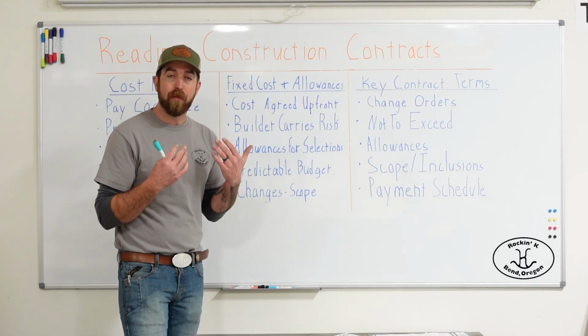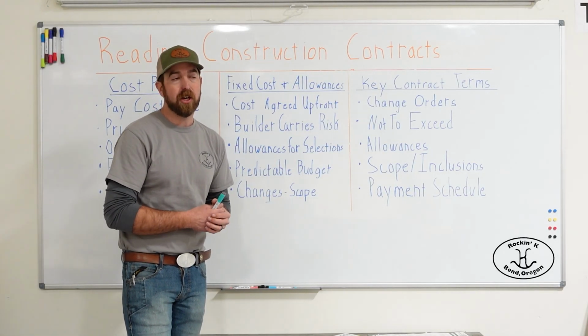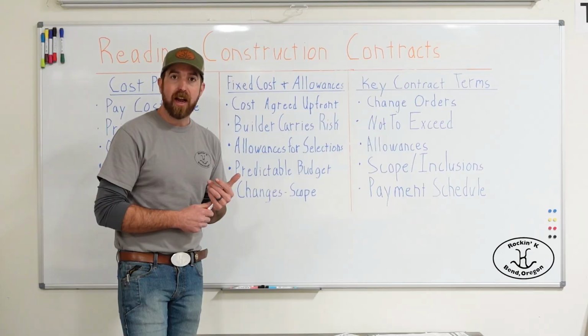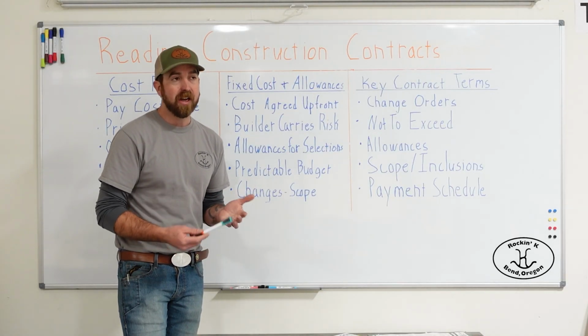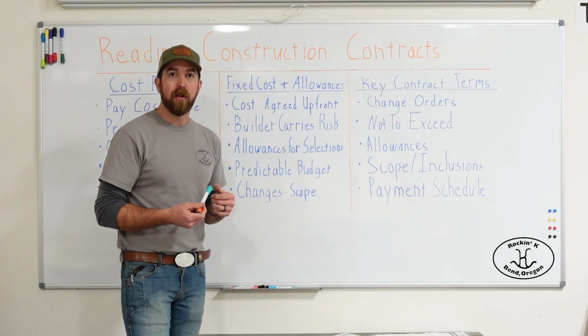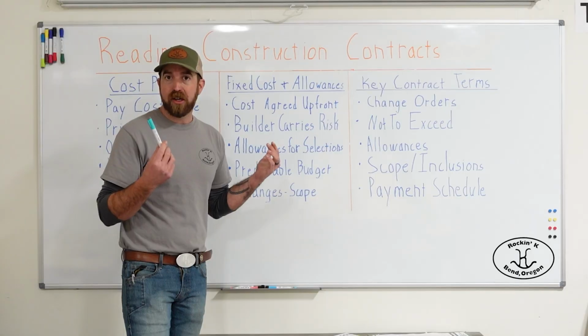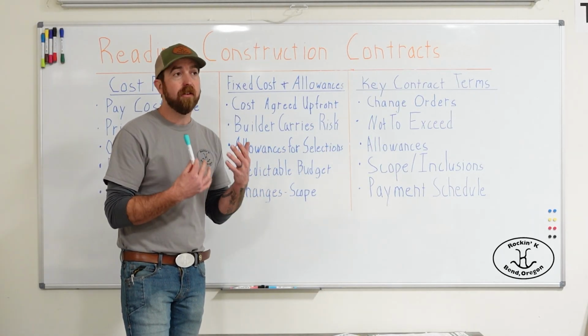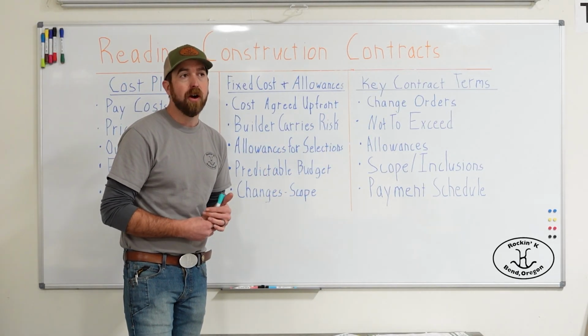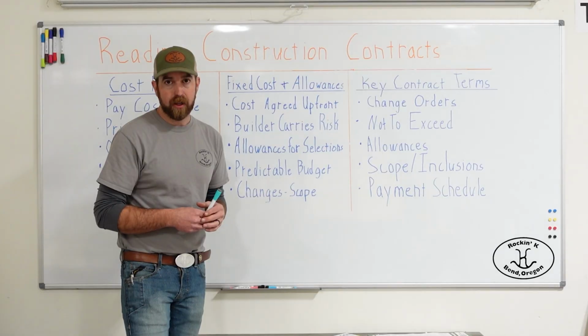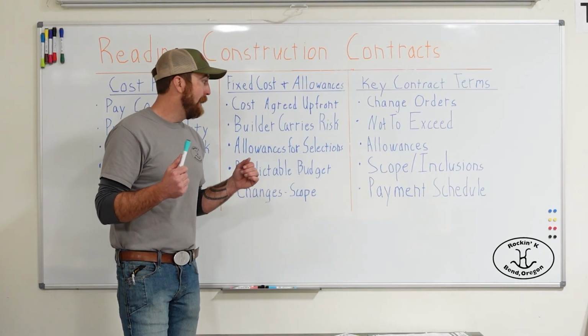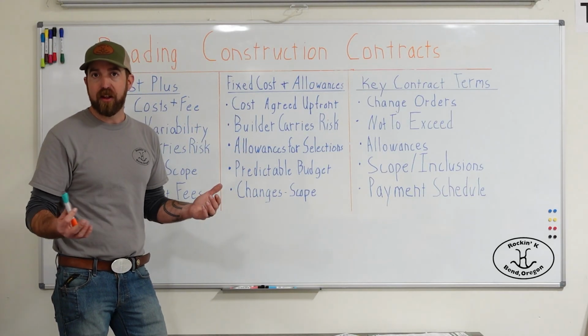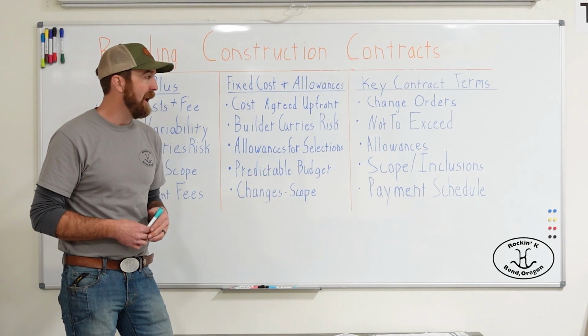I'm the expert, I'm the professional in the relationship. And so if I didn't count for enough 2x4s, that's on me, that's my fault. And so we got to get the project done for the price. We've got to deliver the product we promised to deliver for the price we promised to deliver it. And so with the fixed cost, that's really the only way you're going to get that, in my opinion.